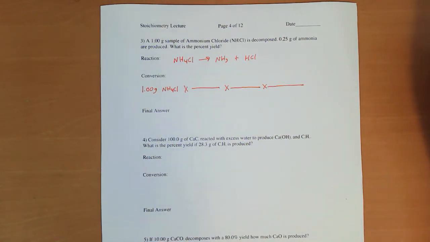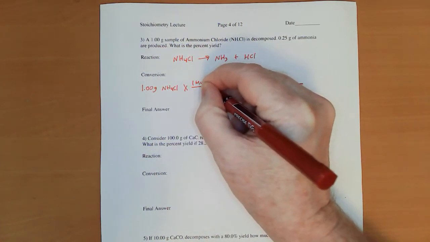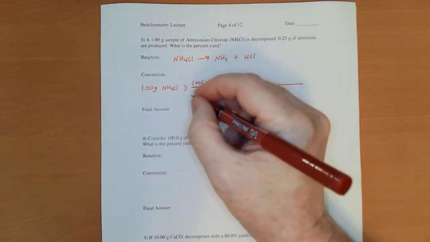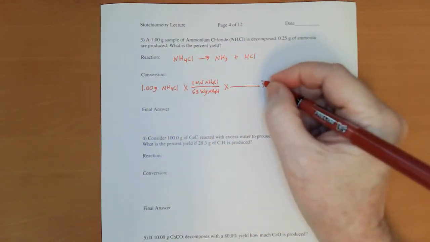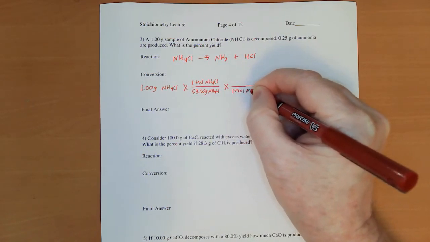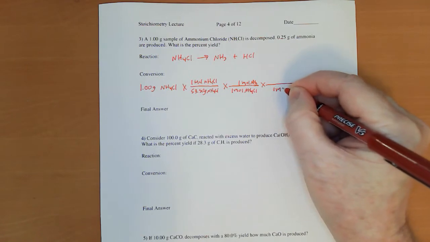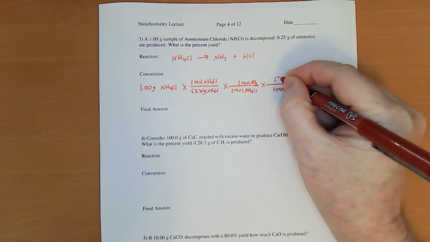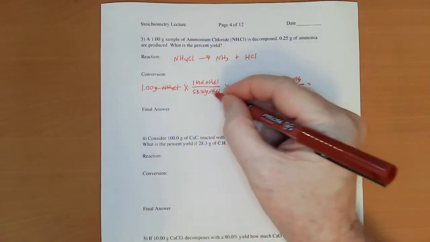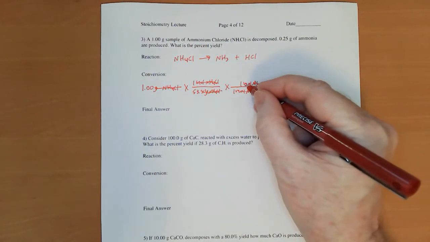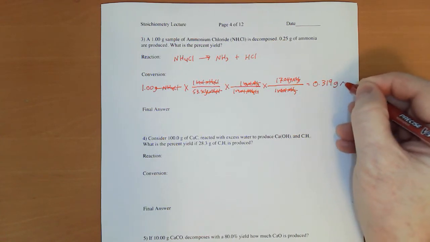I hope you're using the roadmap. Use it as a graphic organizer so you can follow along, okay, what your next steps are. 1 mole NH4Cl, and that's about 53.50 grams NH4Cl. 1 mole NH4Cl for 1 mole NH3, and 1 mole of NH3 is about 17.04 grams of NH3. That cancels that, that cancels that, and that cancels that. My calculator says 0.319 grams of NH3.